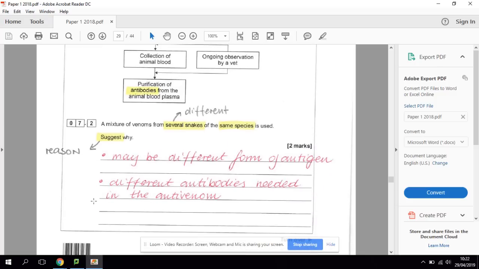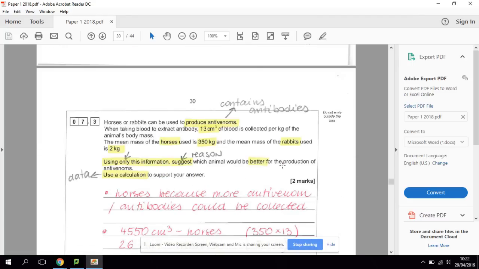The mixture of venoms from several snakes, so that means different snakes of the same species, is used, and suggest why, so use the reason. So in other words, you need to think, several snakes means different snakes. So what has this to do with the snake? What are the venoms? They are antigens. So the reason is that there might be different forms of antigens, and different antibodies would then be needed in this antivenom, right?